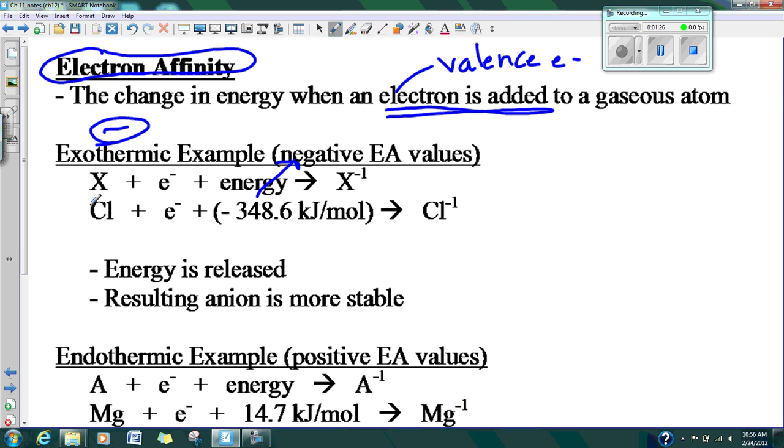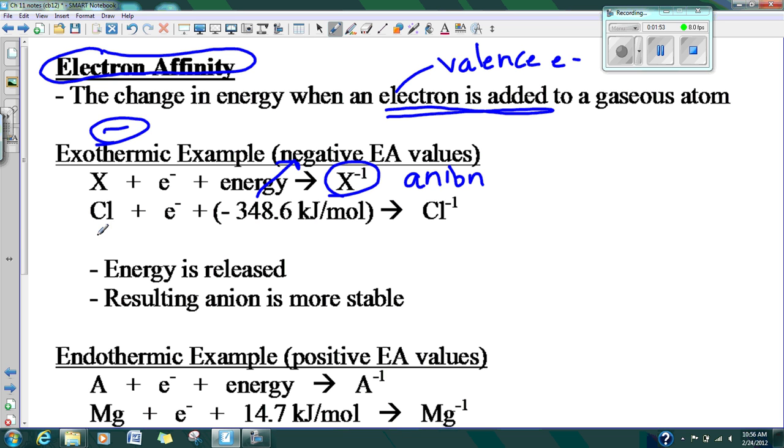So again, I just have my element X. I'm adding an electron in. In order for this to happen, that energy has to be released. The energy is being released. And when that happens, you should recognize that now I have made an anion. An anion because I have a negative charge and I have an ion that has a -1 charge, or -2 if you gain 2 electrons.